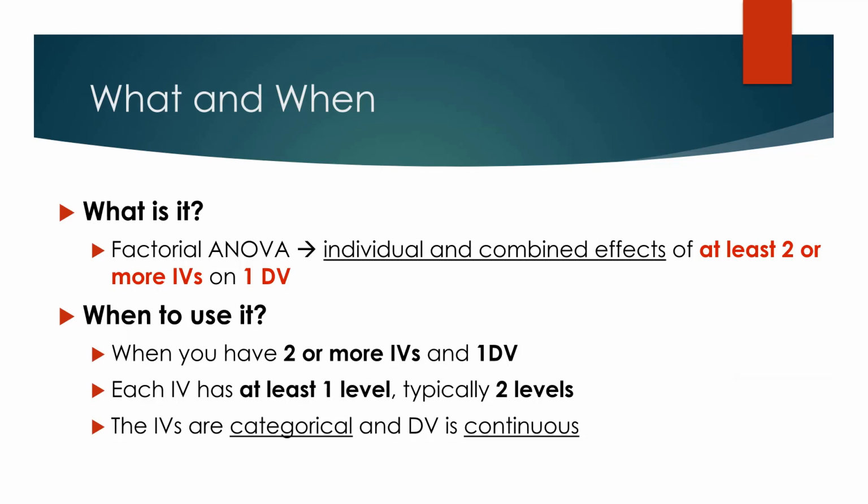That's a dead giveaway. And remember that each independent variable has to have at least one level. Typically it'll have two, but it's possible that it could just have one. It could just be one variable that measures just one thing. Okay. Now with the ANOVA, the IVs are always categorical and the DV is always continuous.